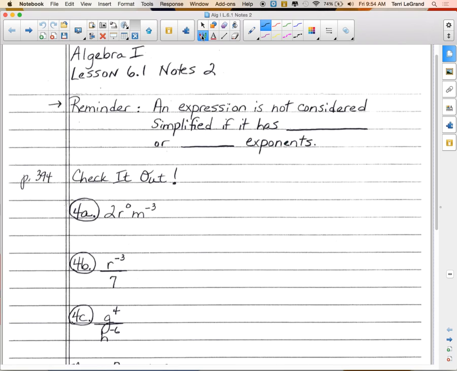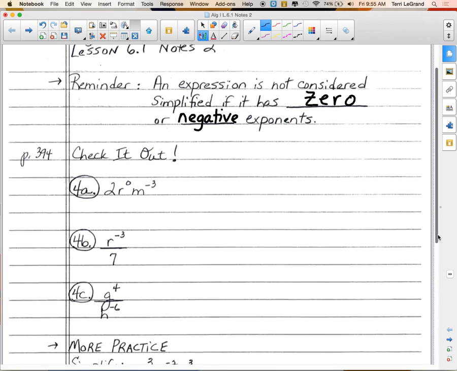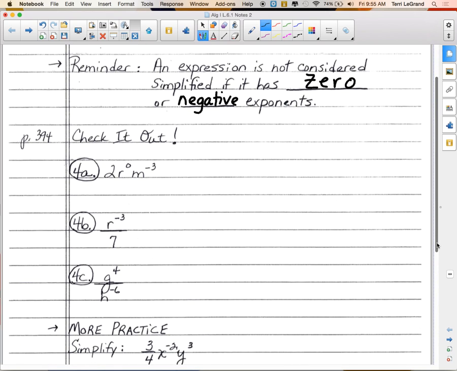So just a little reminder, let's remind ourselves in these notes: an expression is not considered simplified if there are any bases being taken to the 0 power, or negative exponents. If something still has a negative power, it has a negative exponent, it is not simplified. So we cannot consider it simplified until we get rid of all exponents we can get rid of, and there is absolutely no 0 or negative ones left.